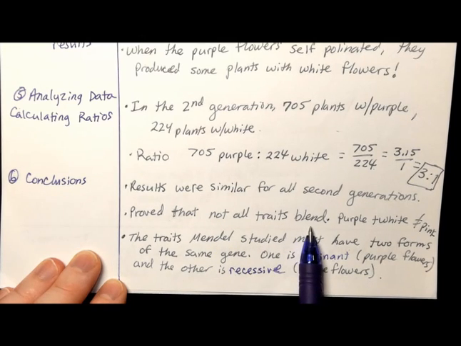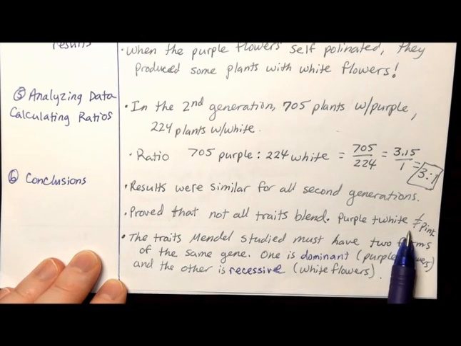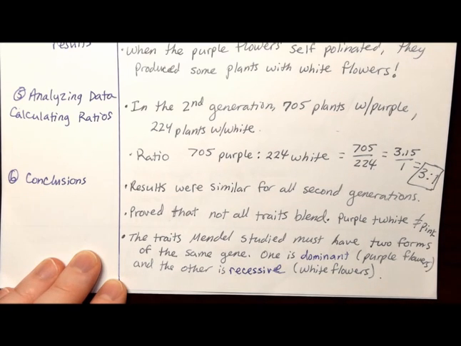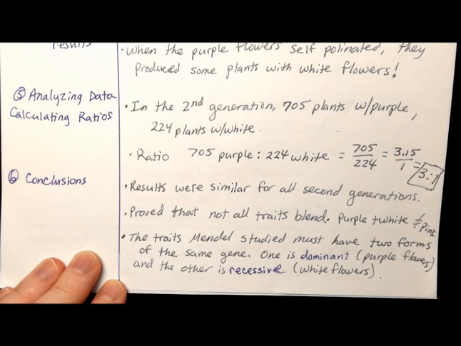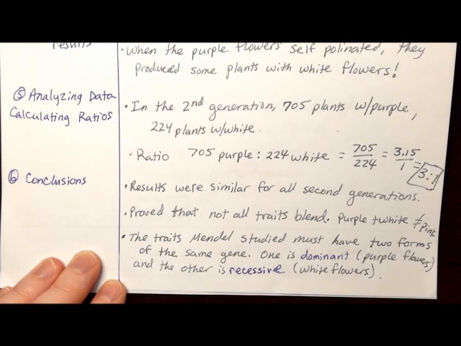If they blended, he might have gotten some pink flowers. He might have gotten some yellow-green seeds. He might have gotten some seeds that were kind of smooth but had a couple wrinkles in them. But no, it was still the extremes. It was either white or purple. It was either green or yellow.